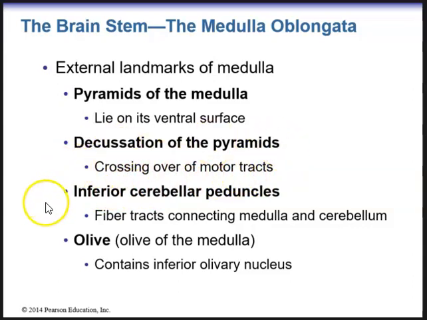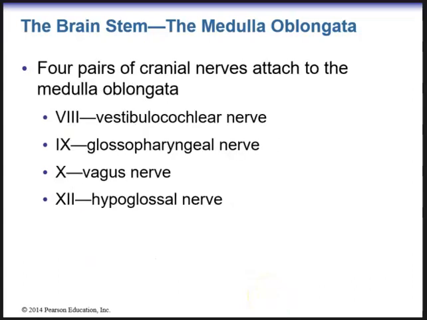Also within the medulla, we have the inferior cerebellar peduncles. These contain fiber tracts connecting the medulla and the cerebellum. And then we have the olives, or the olive of the medulla, that contains inferior olivary nuclei, again, that provide connections to the cerebellum. Within the medulla, there are actually four pairs of cranial nerves attached to it.